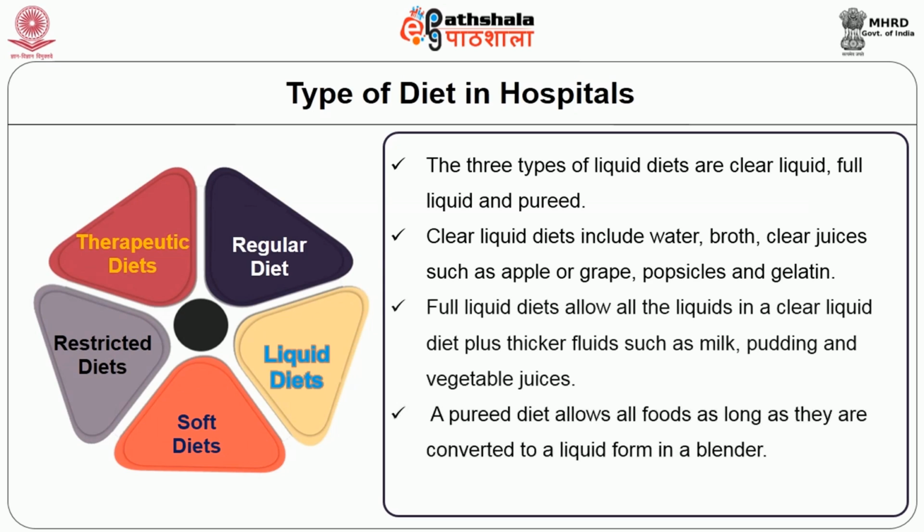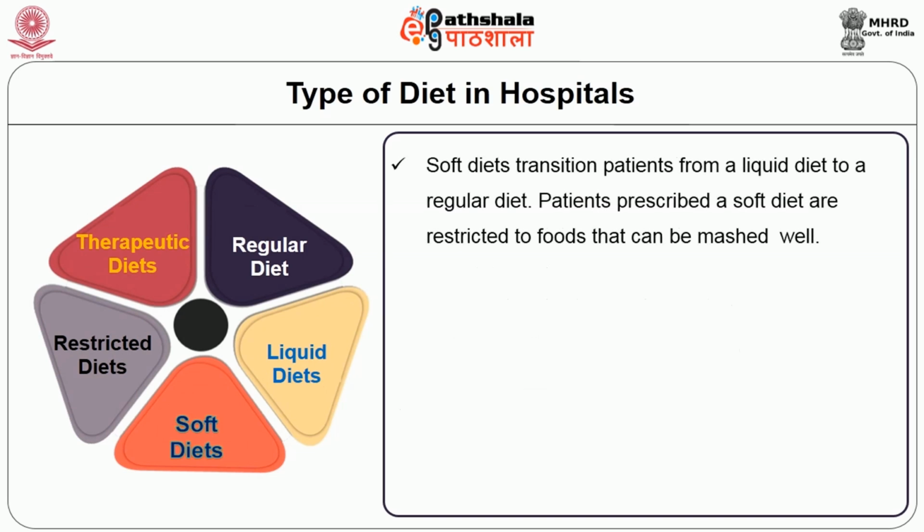A puree diet allows all foods as long as they are converted into liquid form in a blender, and this is included as a puree diet. So these are all the liquid diets, which are clear, full fluid and puree diets. Now the next category of diets are the soft diets. Soft diets transition patients from a liquid diet to a regular diet, and hence it is called a transit diet.